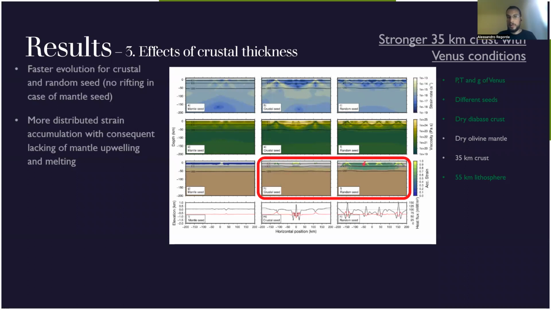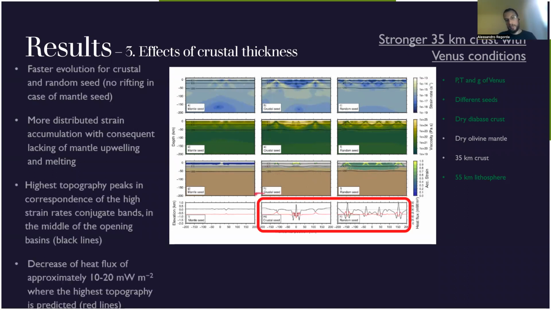Same for the random seed, a little bit different, but the same idea. And so the deformation is distributed along the whole lithosphere here. There is no single zone in which there is mantle upwelling, and so no development of PT conditions compatible with melting.